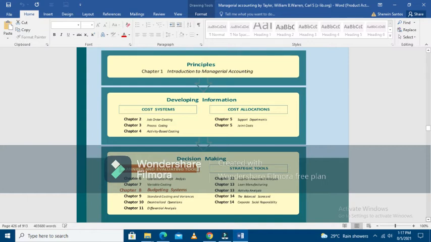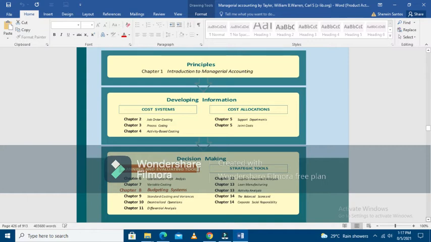So now we will focus on our budgeting systems, because your subject is management reporting. The orientation is on budgeting systems as the introductory part. Okay?